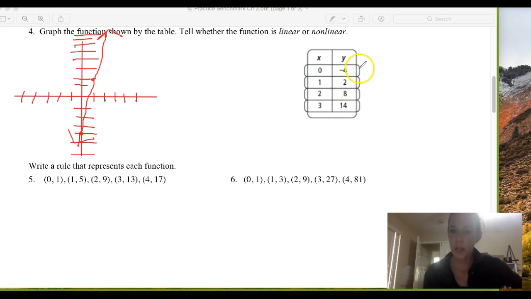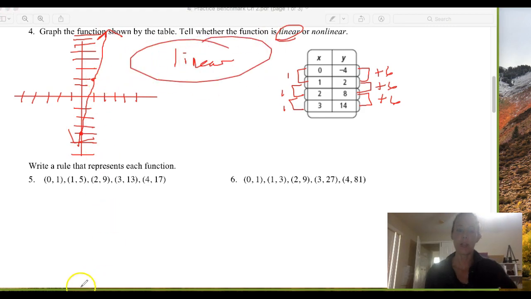Here's another way you can check. See if the change in y is constant. It has a constant slope. So from negative 4 to 2, I added 6. From 2 to 8, I added 6. From 8 to 14, I added 6. And the change in x, is it constant? It is. So the change in y over the change in x is constant. If this is not constant, then you're not linear, okay? So it is constant. It looks like I drew a straight line, sort of, in that picture. So it is linear. So I would graph this, and I would say linear. All right, so just check your graphs for the test.